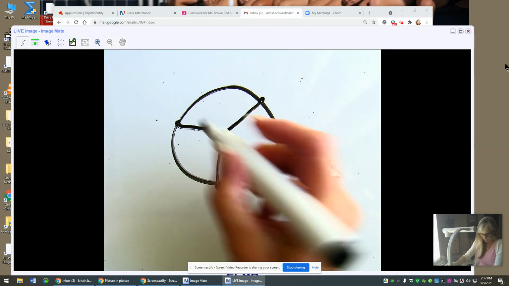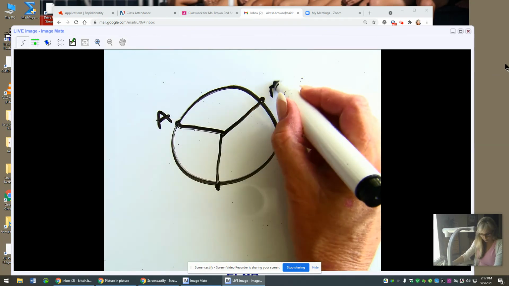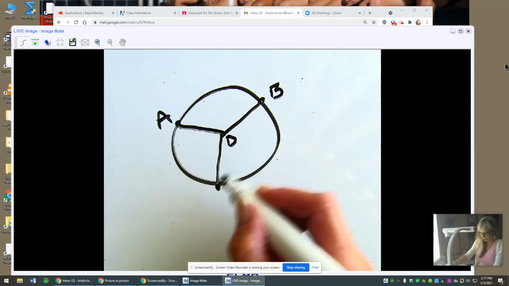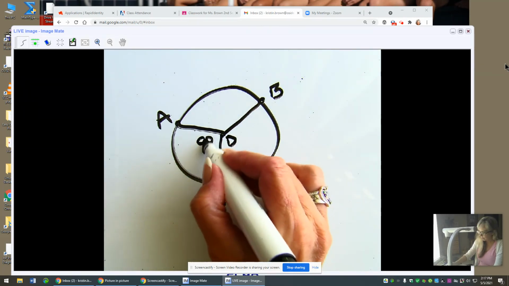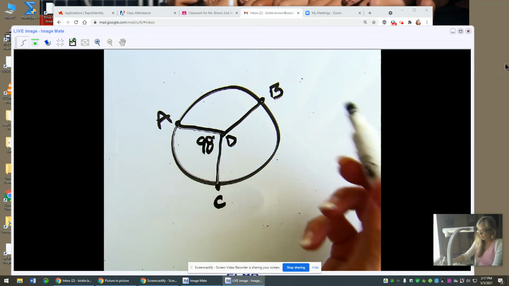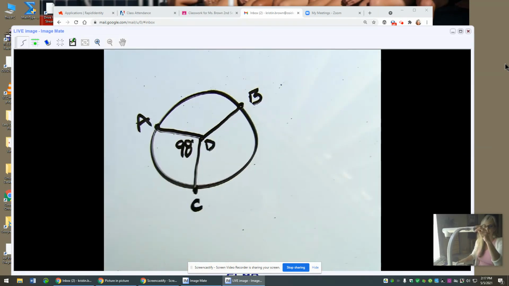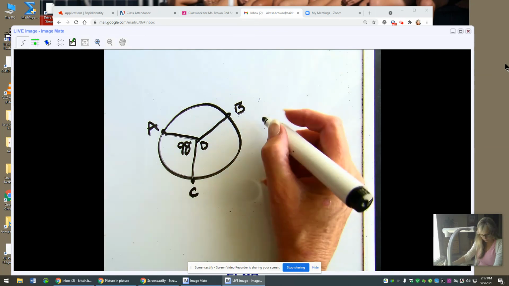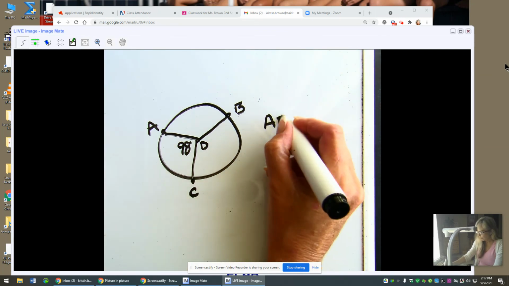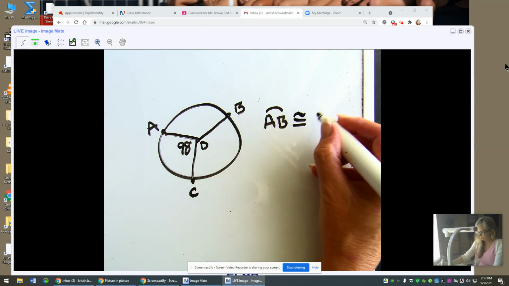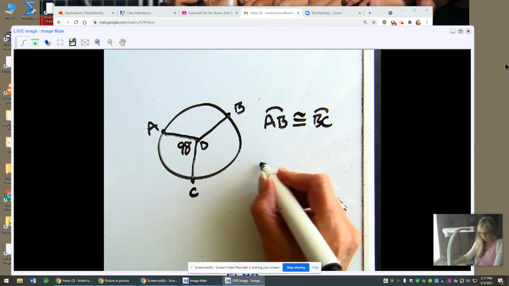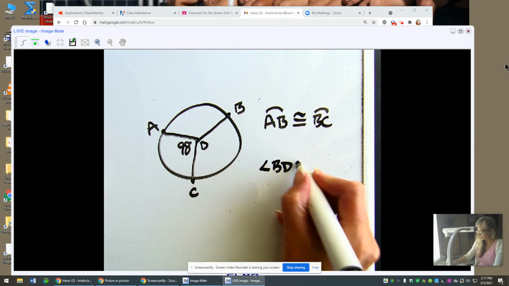Let's see. So we're going to call this A. You could write this down. I would if I was you. It's circle D. Oops, see. And over here we have 98 degrees. And the information that you would be given on a problem that I'm making up here is that arc AB is congruent to arc BC. And the question is, what is angle BDC?